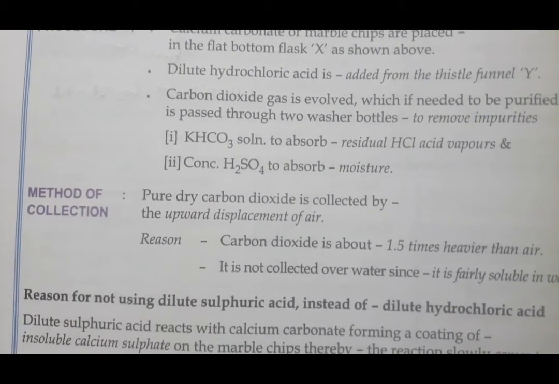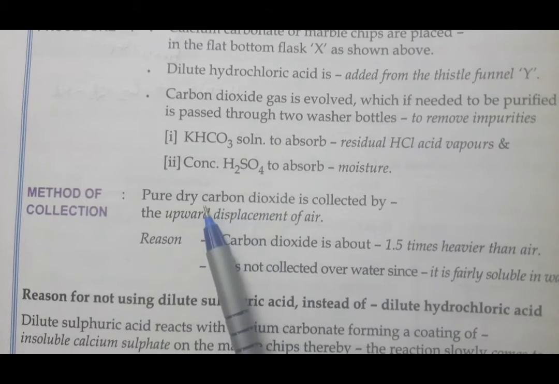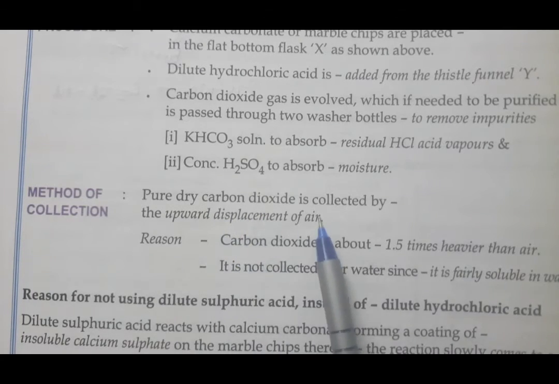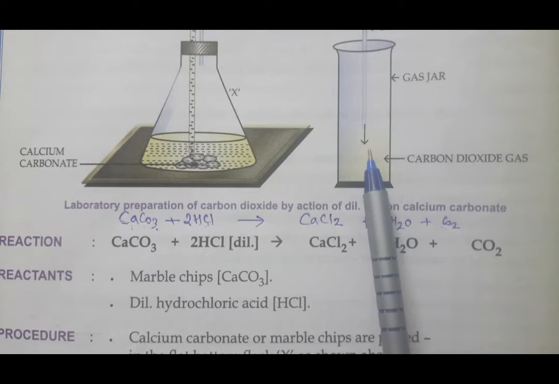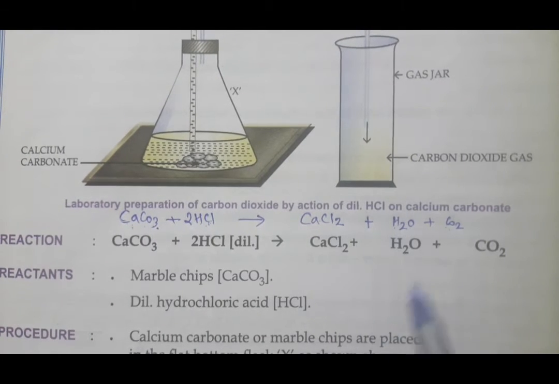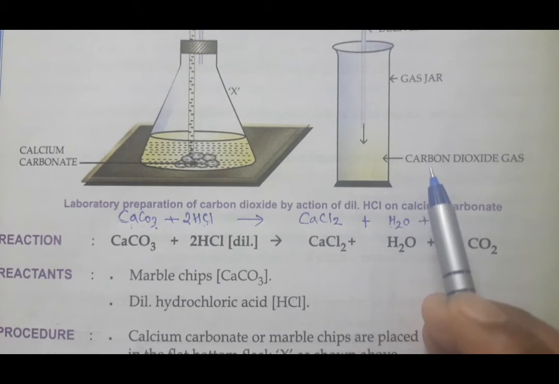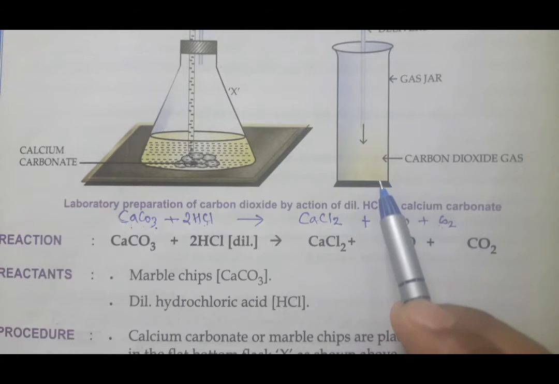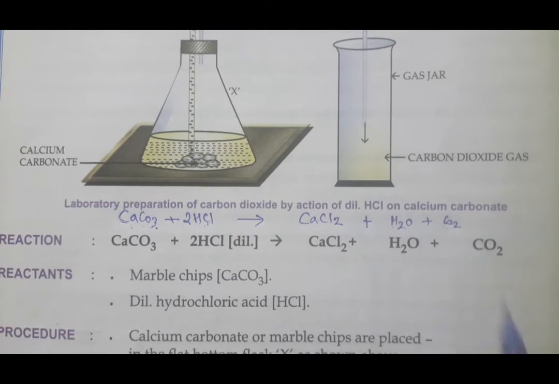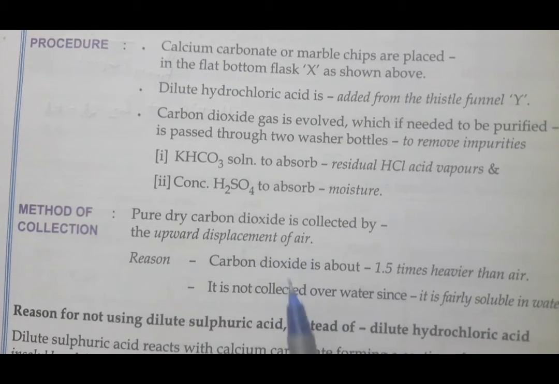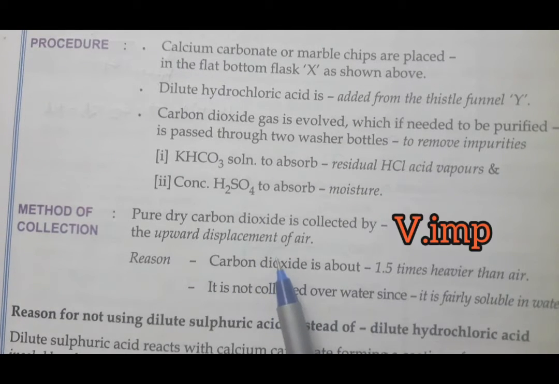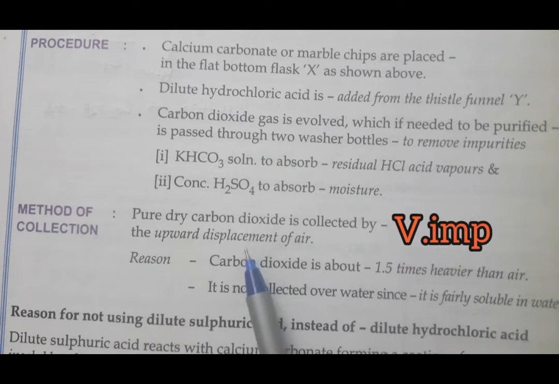Now, always remember, carbon dioxide gas which you get in dry form is collected by upward displacement of air. So here we are going to collect is what? Carbon dioxide, but it is collected by upward displacement of air. Why? Because carbon dioxide is heavier than air. So therefore carbon dioxide will go down and air being light goes up. And if air goes up, that is called upward displacement of air. So it is collected by upward displacement of air.